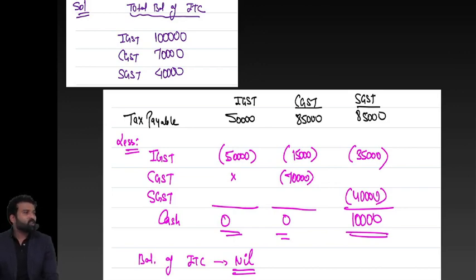After exhausting IGST credit, there might still be a liability to pay IGST. If there is a lot of IGST tax to be paid and I have already exhausted my IGST, then I will use my CGST and SGST credit. Just follow the ranking. Rank 1, rank 2, rank 3, rank 4, rank 5, rank 6. You have to follow the ranking.